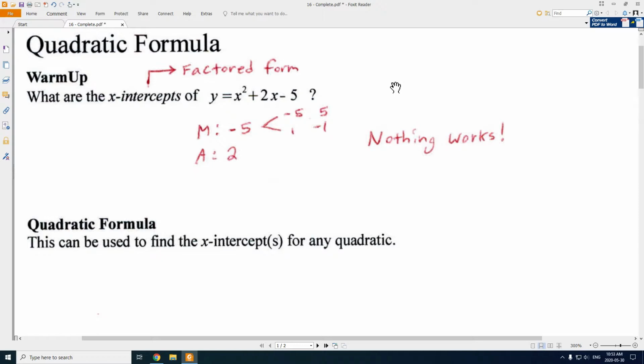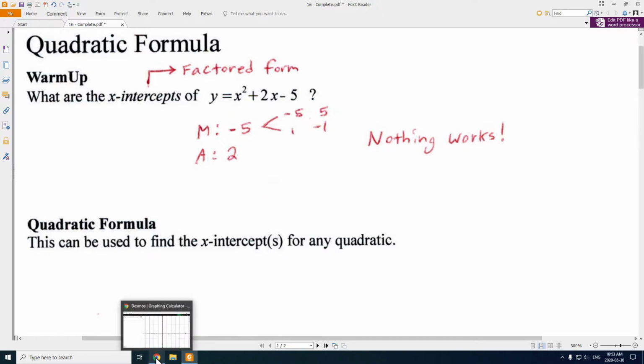So that's the problem here, right? Maybe there are some other numbers, but I can't really start to guess them because there are so many possible decimal numbers that would also multiply to -5. In fact, there's an infinite number of possible values here that could multiply to -5. So how could I possibly go through and check every single decimal value? Well, let's see here. If nothing works, maybe there aren't any x-intercepts.